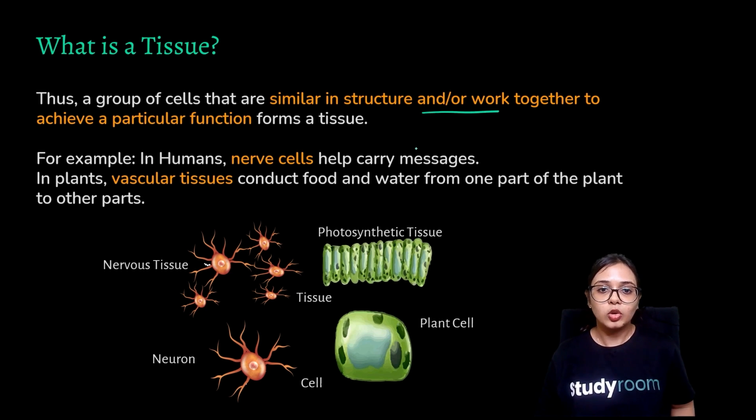For example, in humans, nerve cells help carry messages. Here, you can see in the diagram, a single nerve cell may not be able to transmit all the important messages from a particular stimulus. But when a group of nerve cells work together, they achieve a particular function. In humans, nerve cells help carry messages, and in plants, vascular tissues conduct food and water from one part of the plant to the other parts.